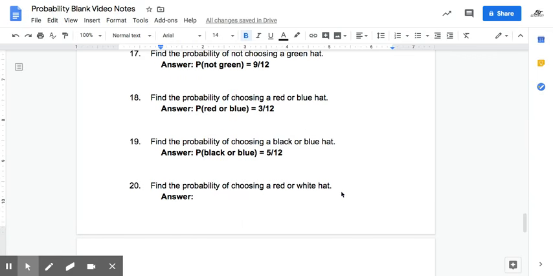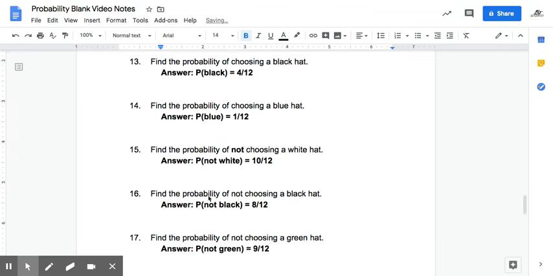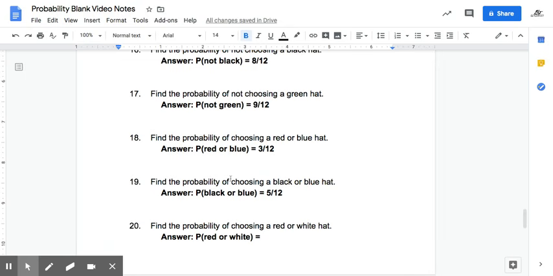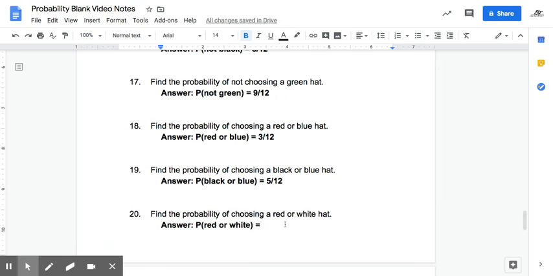Okay, and last but not least, number 20 says find the probability of choosing a red or a white hat. Okay, so again, I'm going to go up here. I have 2 reds and 2 white hats. So I simply add those 2 together. 2 plus 2 is 4. So I can choose 4 hats out of a total of 12 hats.